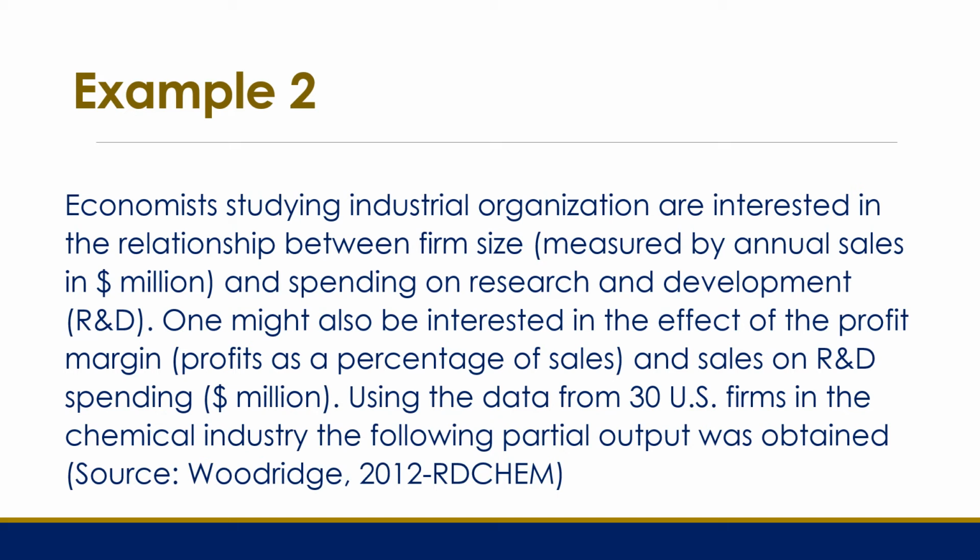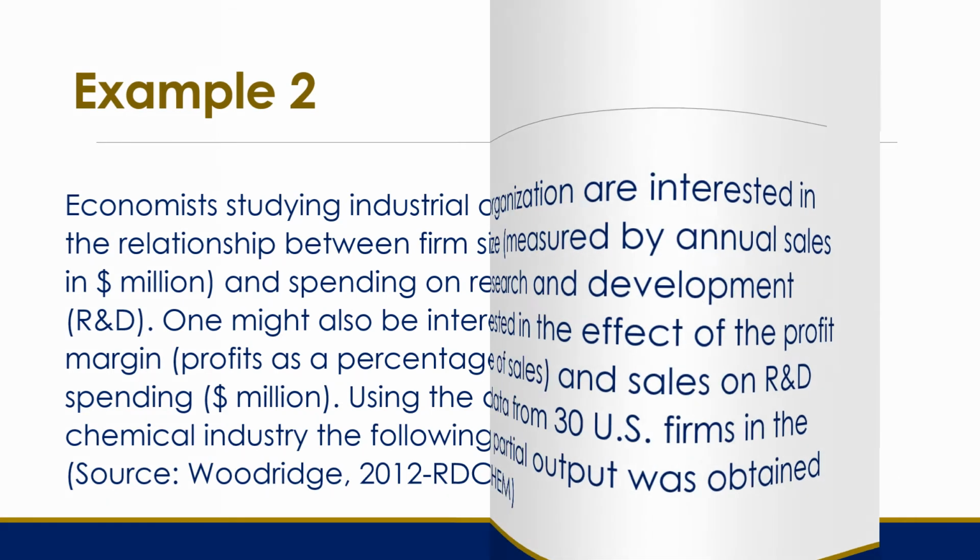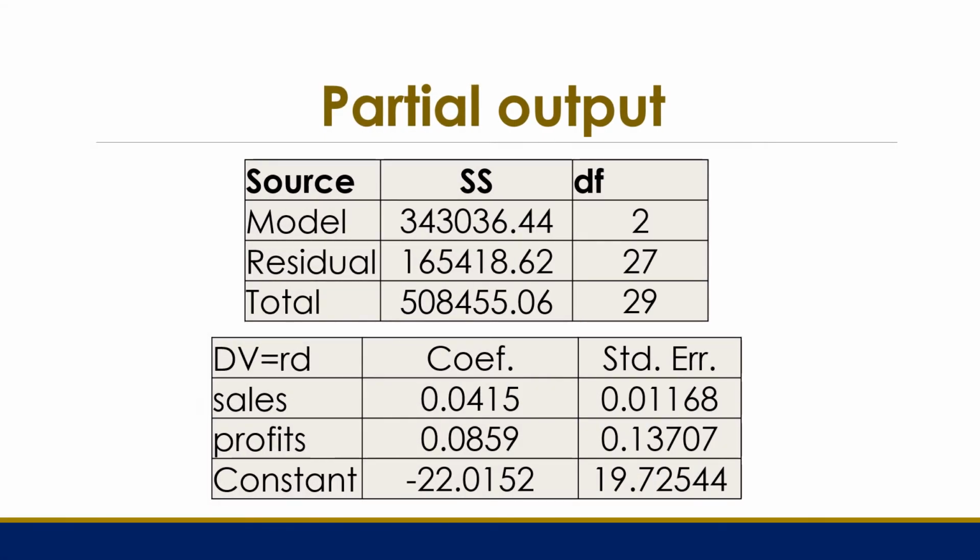Using the data from 32 US firms in the chemical industry, the following partial output was obtained. I got this one from Wooldridge. So this is the output, but it is partial. I've cut out a few things because I want to illustrate for you how you do the computations.